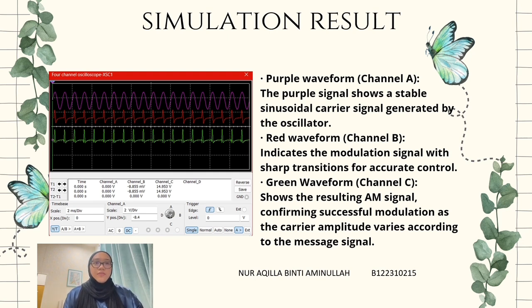So today I will explain about the simulation result, which is for the modulator. The first one is the purple waveform, channel A. The purple signal shows a stable sinusoidal carrier signal generated by the oscillator.